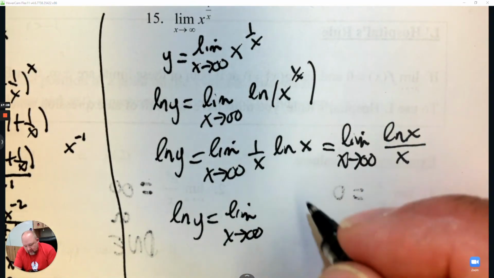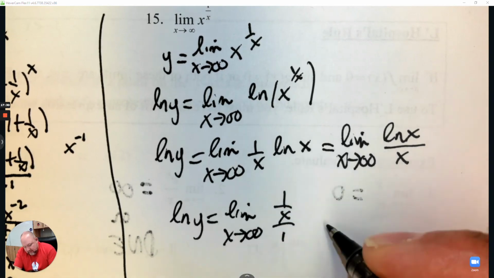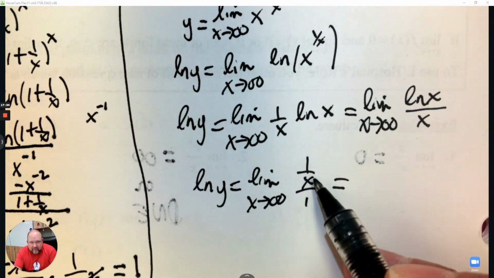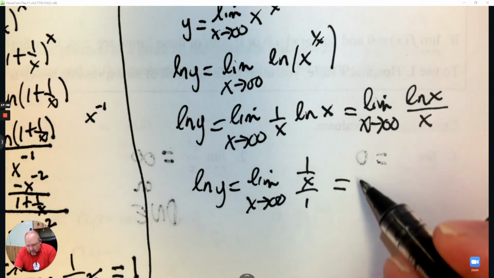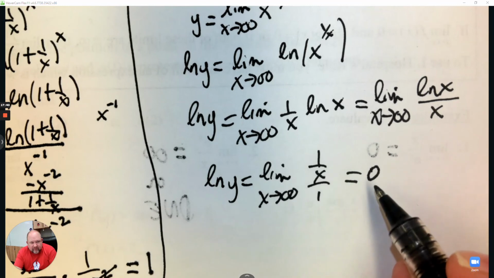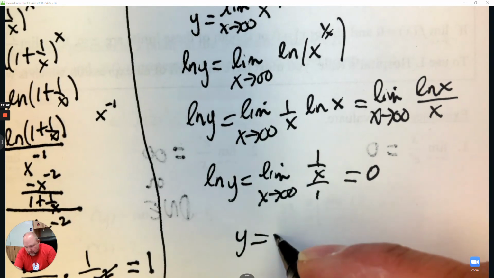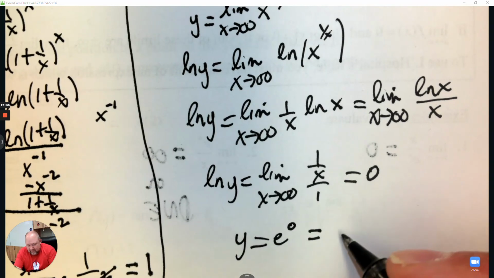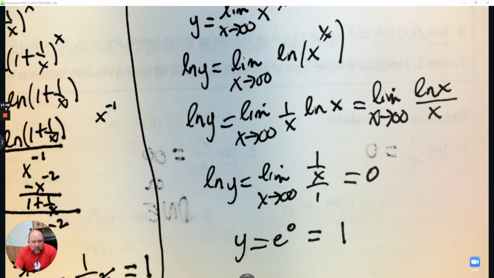The derivative of ln x, over the derivative of x, and again, what's 1 over infinity? What does that equal? We're learning that equals 0. Then I write this exponentially, so y equals e to the exponent 0. So that means the answer to this limit is 1.